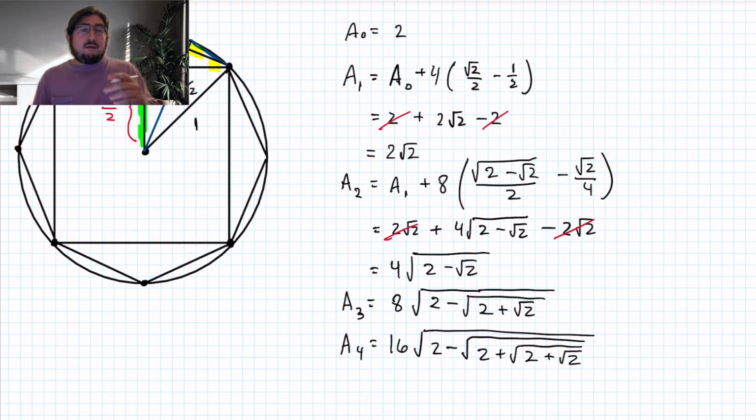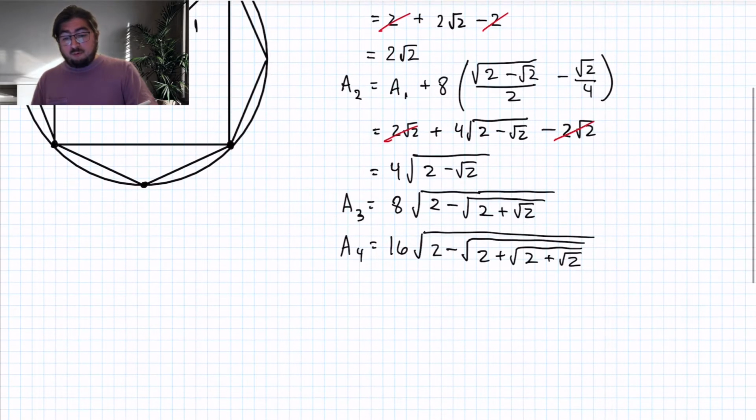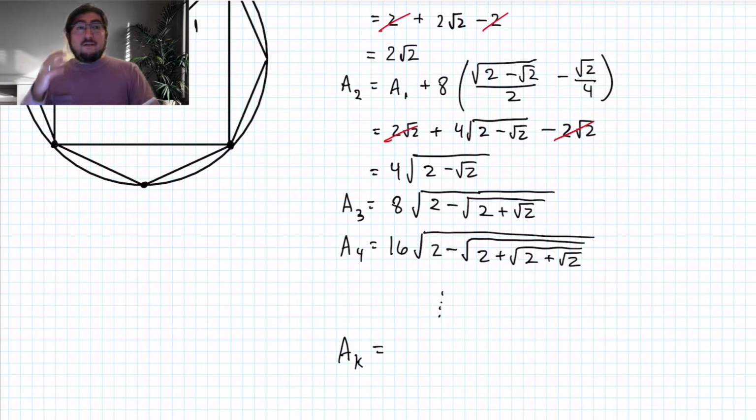Why I relabel it now is because you can maybe tell there's a common pattern with these numbers in front of the radicals. They're just powers of 2. Notice 16 is 2 to the 4th, and 8 is 2 to the 3rd. So I want to match the subscript here with those. So in fact, in general, there actually is a formula for A sub k, which is actually the area of the 2 to the k gon.